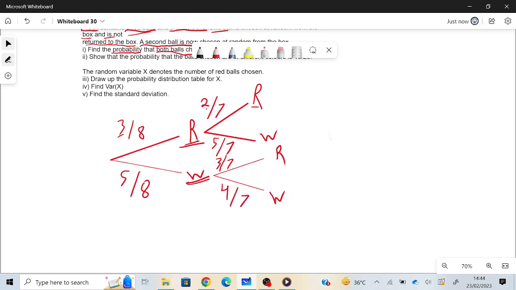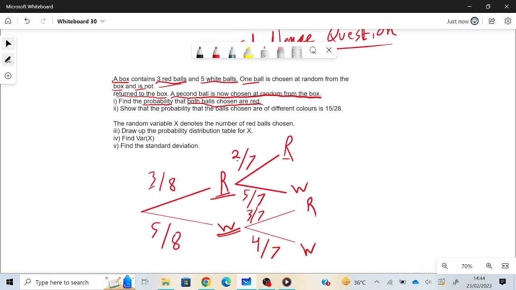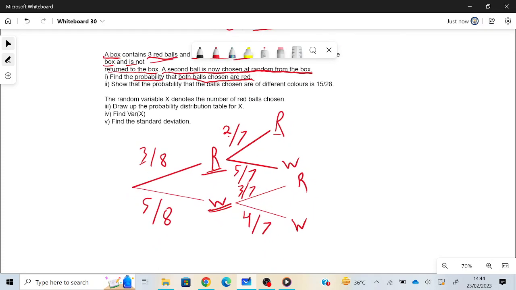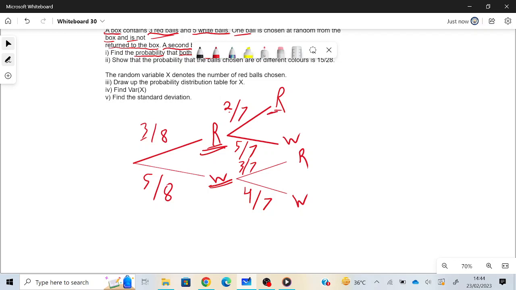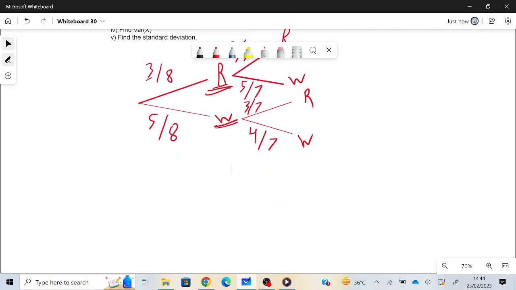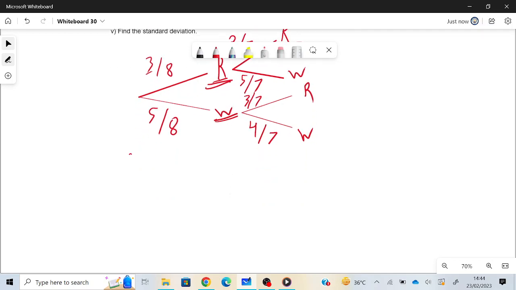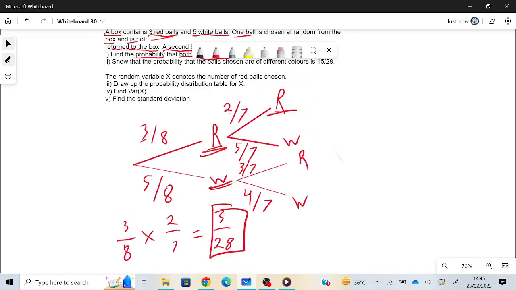So that's our tree diagram for that question. Now the question says find the probability that both balls chosen are red. So our first pick is red and our second pick is red as well, and that is 3/8 times 2/7, and that's 6/56, which you can simplify to 3/28. That's the probability of you picking 2 red balls.